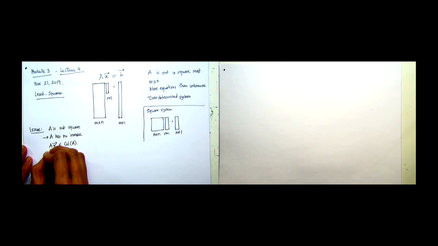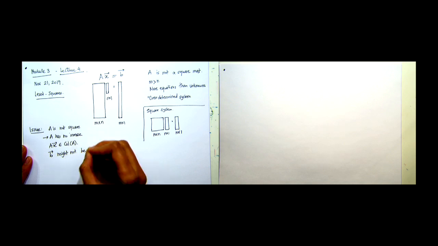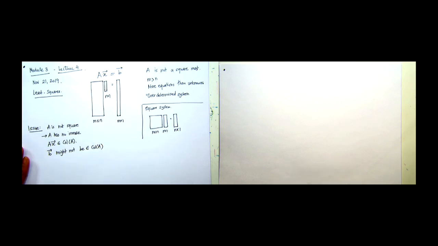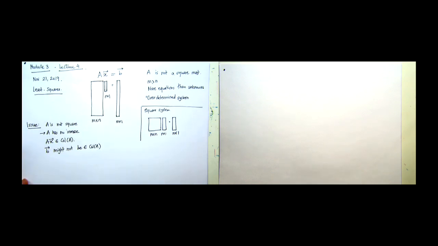On the other hand, vector B might not be in the column space of A, right? This vector B might be somewhere else. You might be in a situation where this is the column space of A, and you have some vector B that clearly does not lie in this subspace. This plane is basically the column space of A, and B is kind of sticking out. It's not in that subspace.